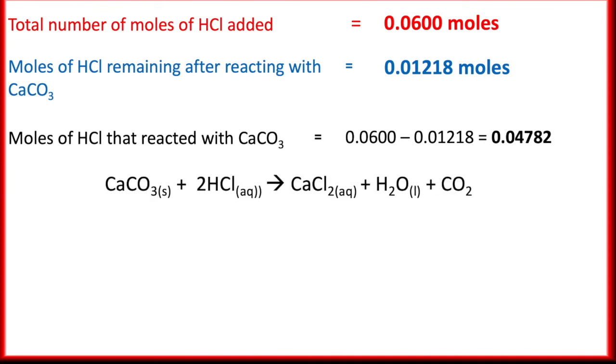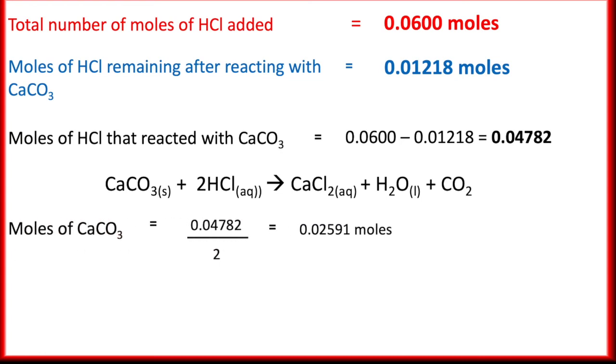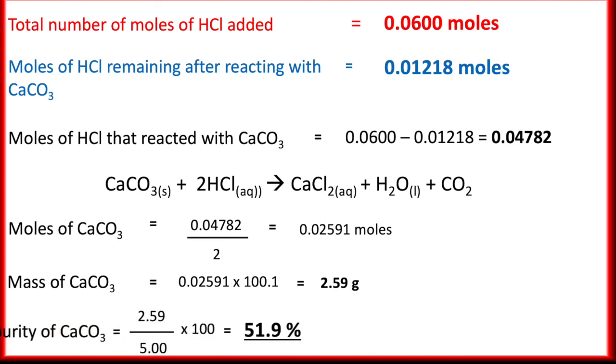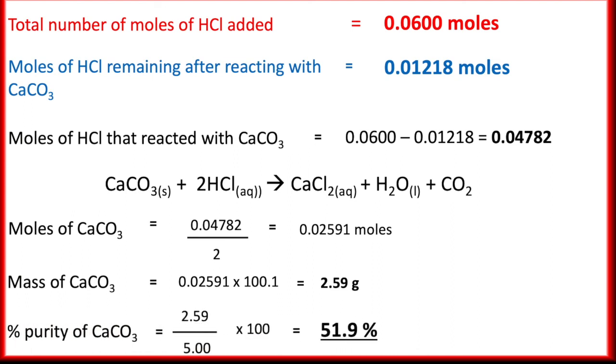We then bring in the equation, and for every 2 moles of hydrochloric acid, I need 1 mole of calcium carbonate. So I can divide that by 2 to give me 0.02591 moles of calcium carbonate. Then it's relatively straightforward to convert that into a mass of calcium carbonate by timesing by the molar mass, which is 100.1. And finally, my percentage purity is going to be 2.59 divided by the 5 grams that we originally had times 100 to give me 51.9%.